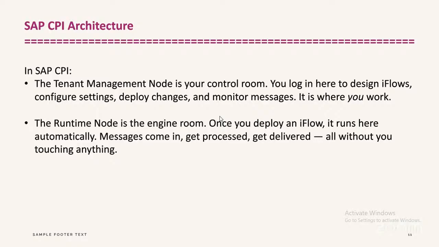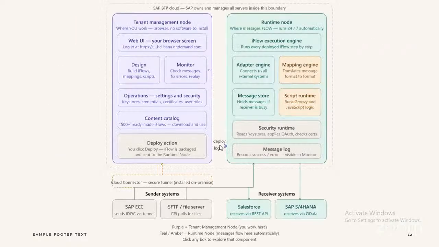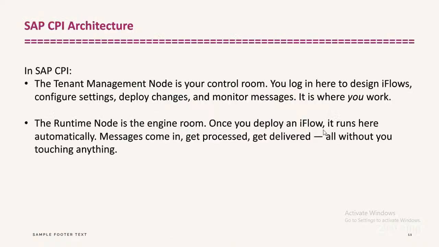Once you deploy the interface, you can see here the deploy logs. Once you deploy, the runtime node runs. The runtime node is the engine room. Once you deploy an iFlow, it runs here automatically. Messages come in, get processed, get delivered, all without you touching anything. Until you deploy the interface, you cannot fetch the data from different systems and you cannot send the data to the other systems. The runtime node is the node which will fetch the data from the different systems and send the data to the target systems.